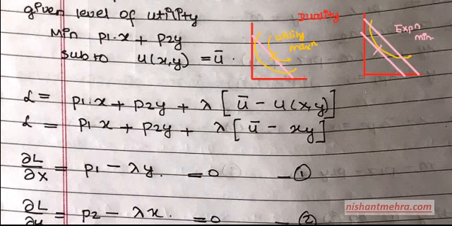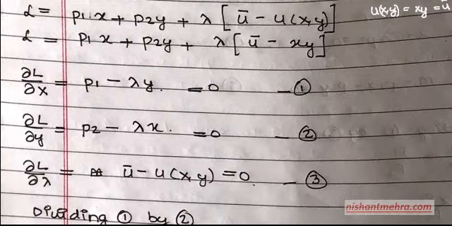Supposedly my utility function is U(x,y) equals xy. And if I set the utility at U bar, this is the level of utility which I have to achieve. So the constraint is U bar minus xy. Then the technique is the same. How many partial derivatives do you need to find out? One for each variable and one for the constraint. So del L by del x is p1 minus lambda y, del L by del y is p2 minus lambda x, and del L by del lambda is U bar minus U(x,y). Here in this case, this is U bar minus xy equals 0.